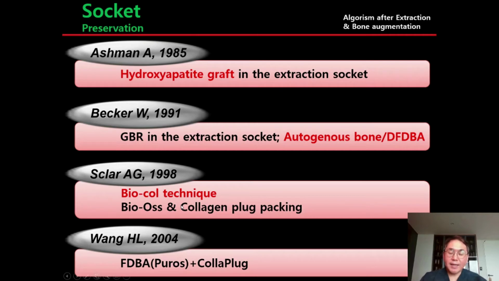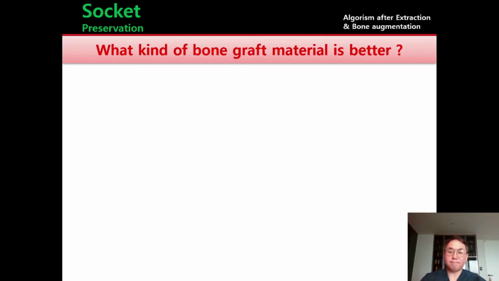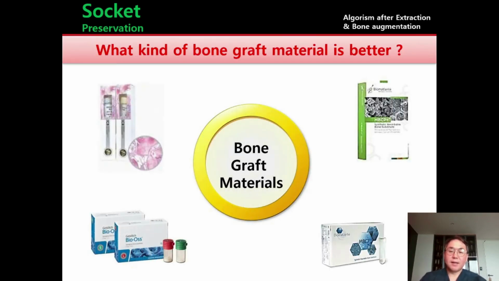So in 1998, Dr. Sklar introduced the BioCore technique, BIOS plus collagen plug technique. We talked about characteristics of each bone graft material: allogenic bone and autogenous bone. Human bone can be replaced by patient's own bone, but the main disadvantage is severe resorption rate.